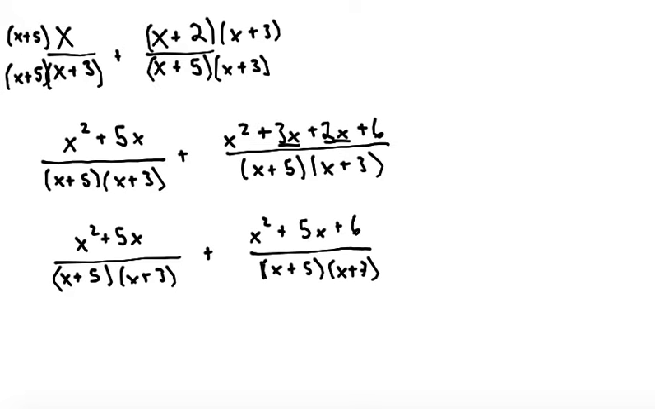Okay, so from here we will add the numerators together and the denominator stays the same. So x squared plus x squared is 2x squared because they're like terms. So we add the coefficients. And then 5x and another 5x is 10x. Then we don't have another constant term, so we'll just bring down the 6, over x plus 5 times x plus 3.